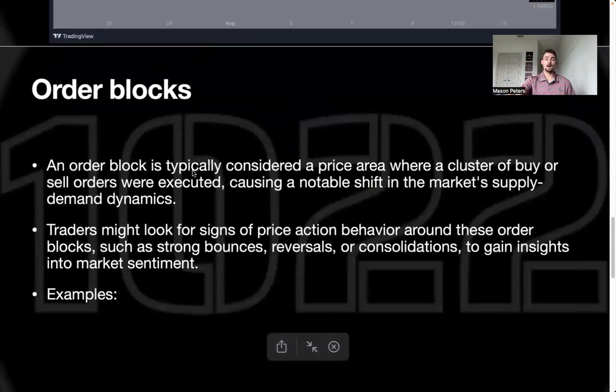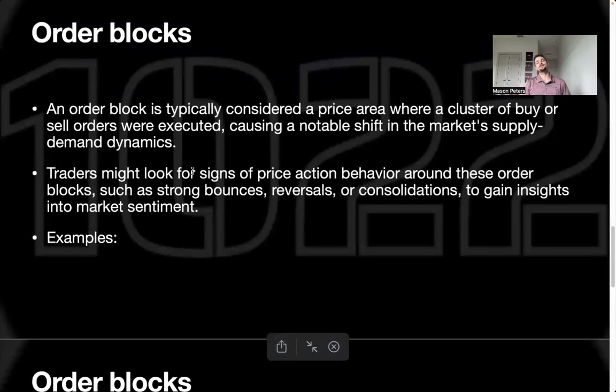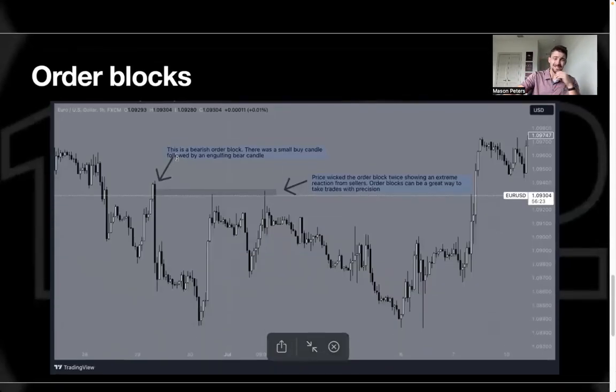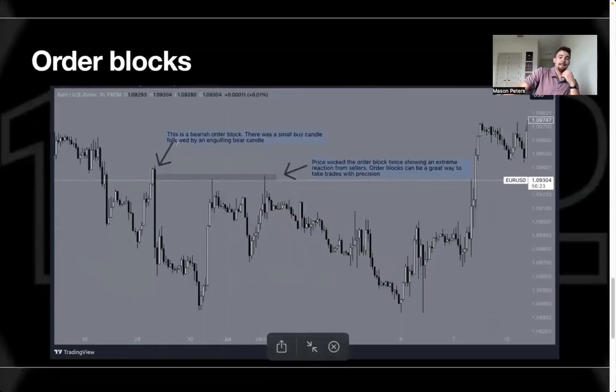profit. Order blocks. An order block is typically considered a price area where a cluster of buy or sell orders were executed, causing a notable shift in the market's supply-demand dynamics. Traders might look for signs of price action behavior around these order blocks, such as strong bounces, reversals, or consolidations to gain insights into market sentiment. Let's look at some examples. A bearish order block is a small bullish candle followed by an engulfing bearish candle.